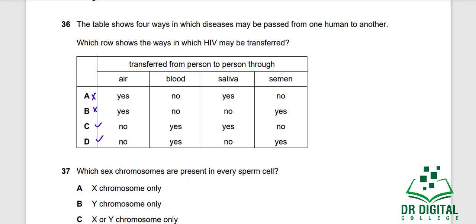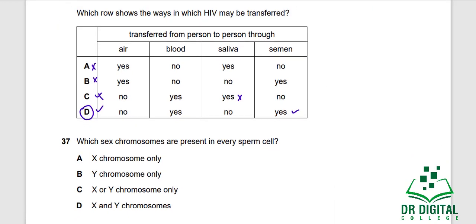Saliva, it is not passed through the saliva, so this is wrong option. So C is wrong. D can be the correct answer. Semen, yes, from the sexual fluids it's passed. So the answer for question 36 is D, because HIV is not passed through saliva.